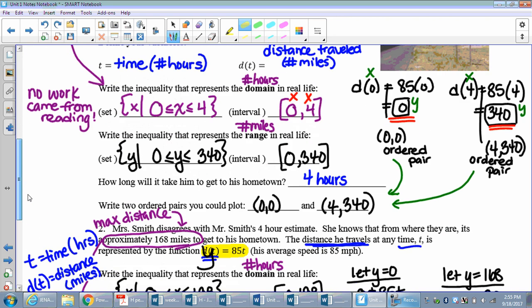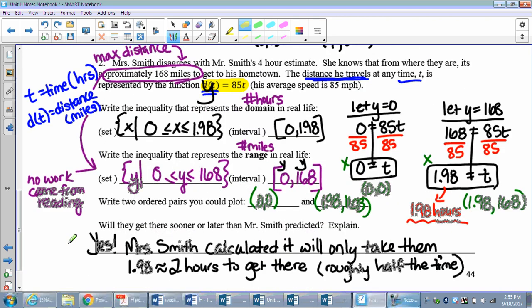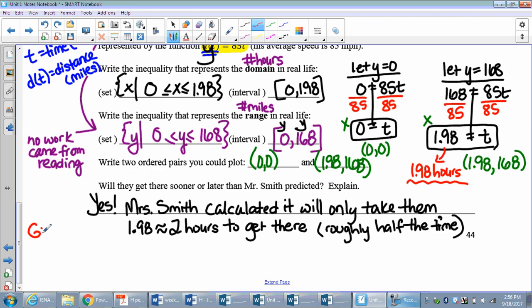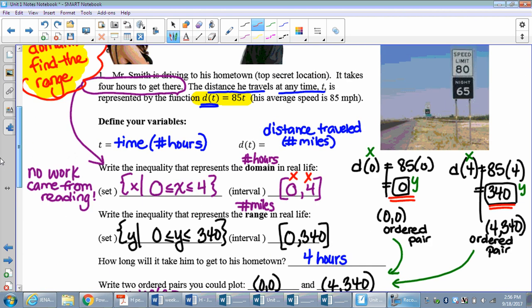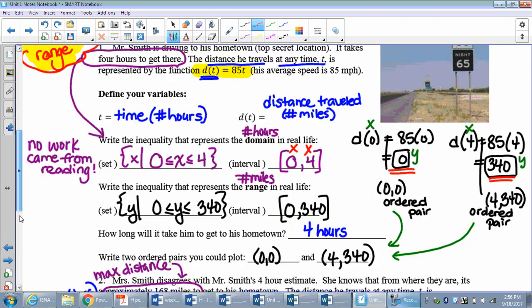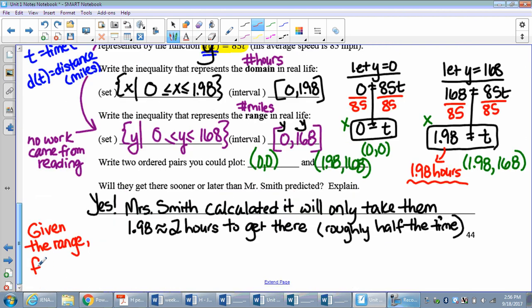But then I look at number 2 that we just did. Instead of being given the domain, I was given the range. We were given values for y. See how we had to plug in the y values? So for this one, given the range, I just want to make the language match. Given the range, find the domain.